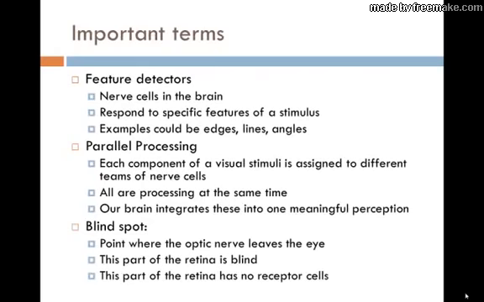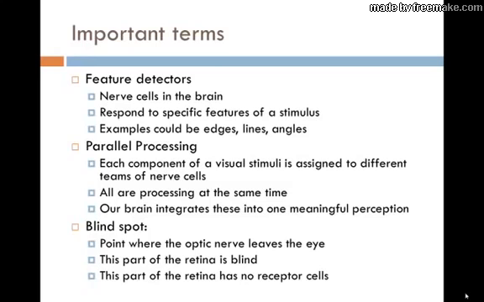So, a couple of important terms. Feature detectors are nerve cells in the brain that respond to specific features of a stimulus. So each feature detector is for a specific purpose. It might be to respond to edges, lines, or angles, but each of our feature detectors helps us detect a particular type of visual stimuli.